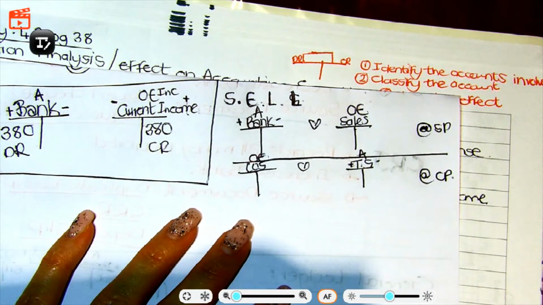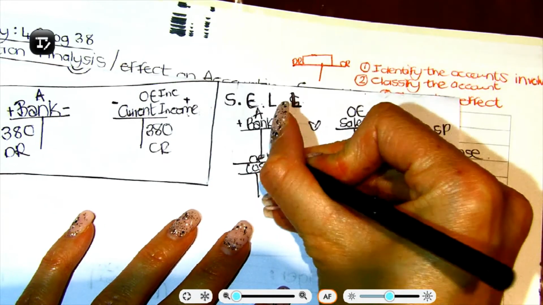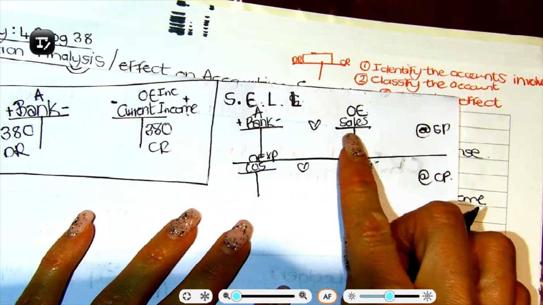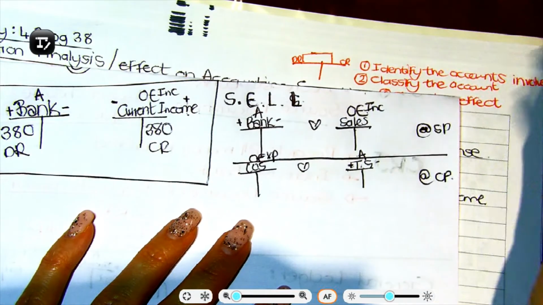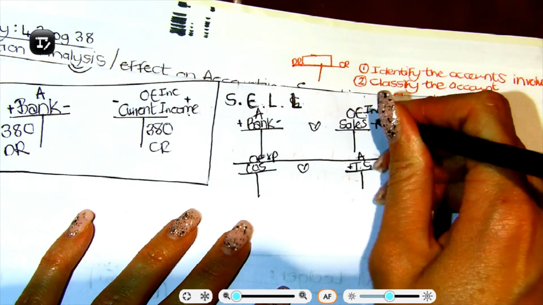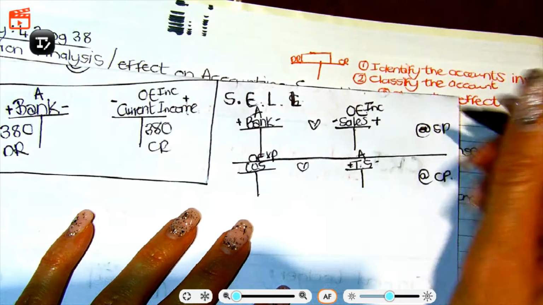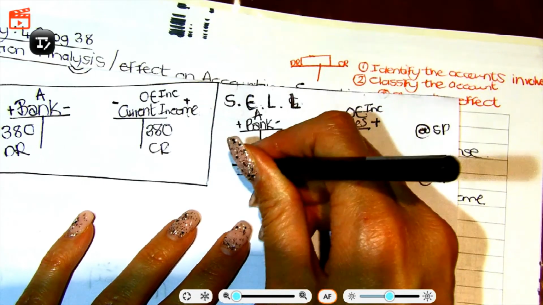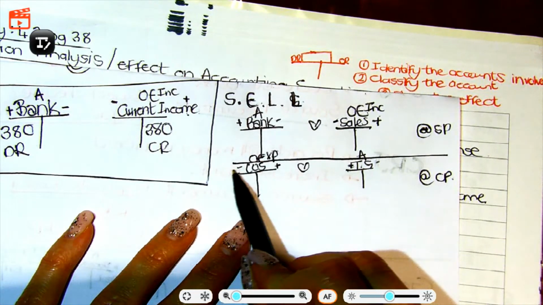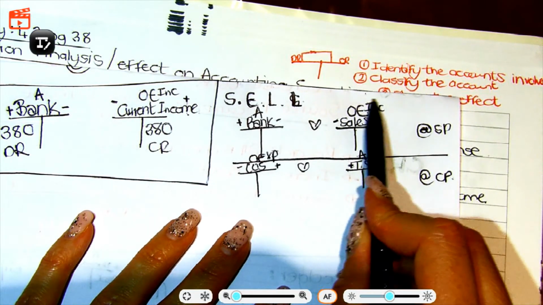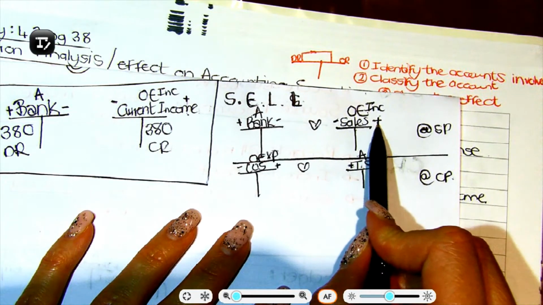Which one is my expense? Cost of sales is my owner's equity expense, and sales is my owner's equity income. Owner's equity always increases on the credit and decreases on the debit. The only difference is whether it's an income or an expense. Expenses always decrease my owner's equity, and incomes always increase my owner's equity.